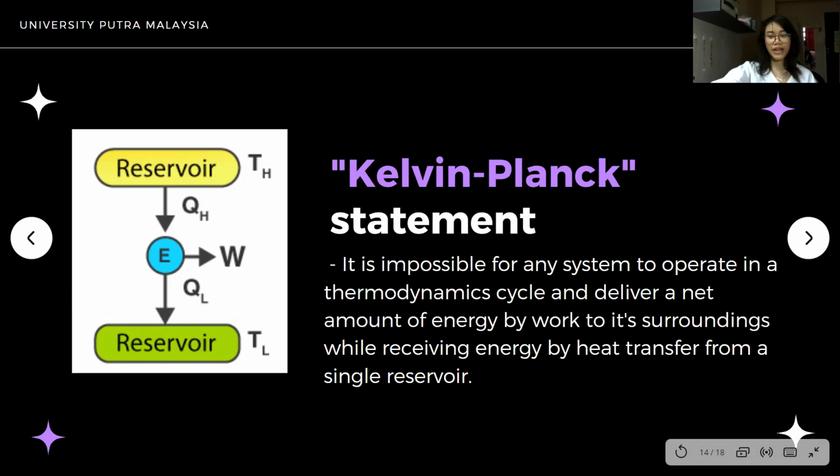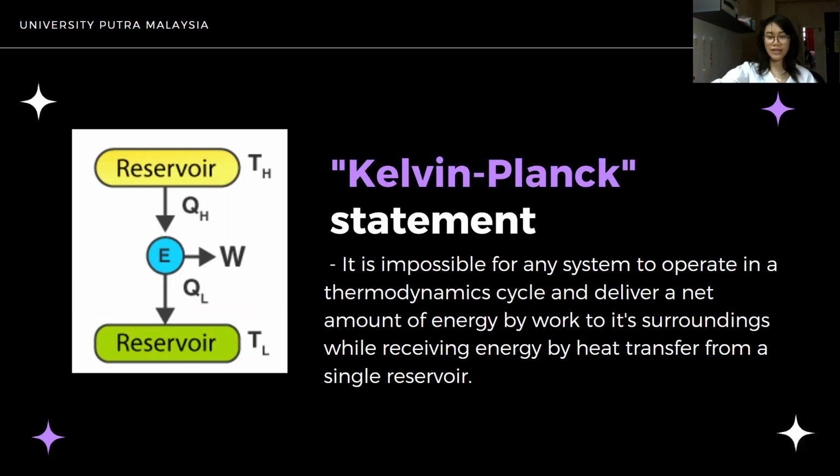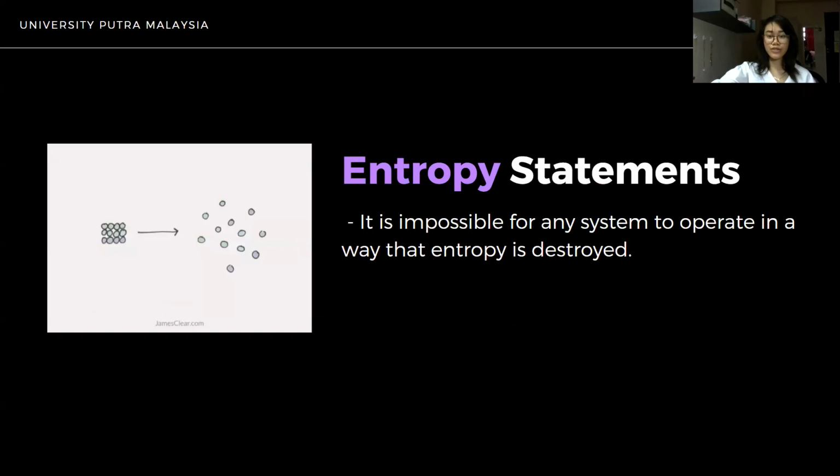It is impossible for any system to operate in a thermodynamic cycle and deliver a net amount of energy by work to its surroundings while receiving energy by heat transfer from a single thermal reservoir. Lastly is the entropy statement, which is the third one. It is impossible for any system to operate in a way that entropy is destroyed.